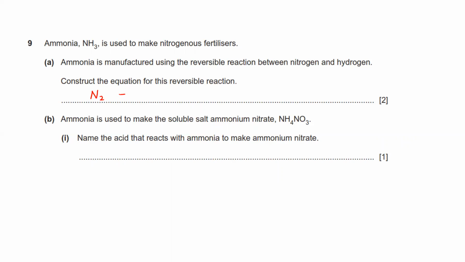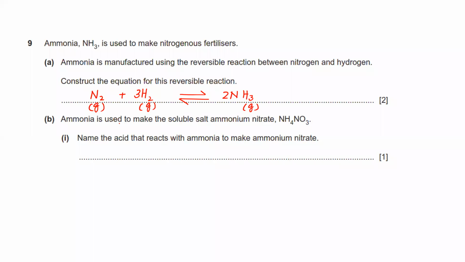So remember, this is a reversible reaction, so always use this sign, and ammonia NH3. Again, this is gas, this is gas, this is gas. Now we have to balance. If we have 2 here, N is balanced; 2, 3, 6, 2 here, so 3 here. So this is how this reaction goes: N2 + 3H2 ⇌ 2NH3.